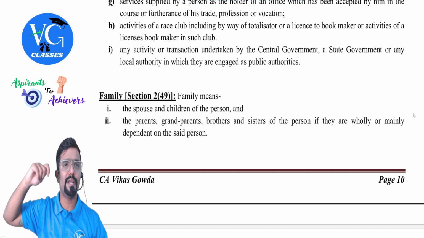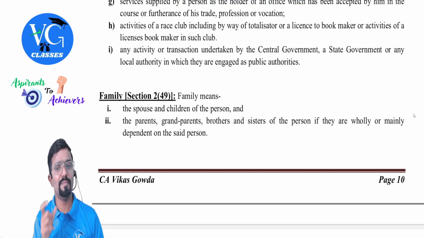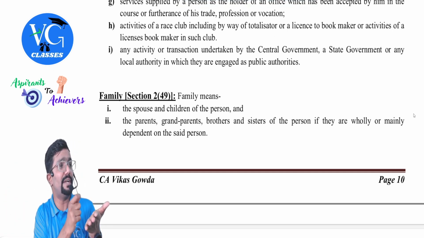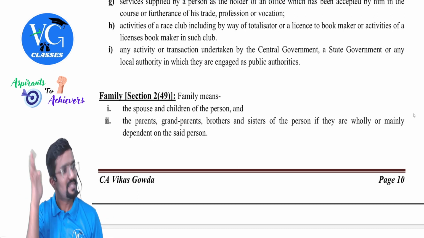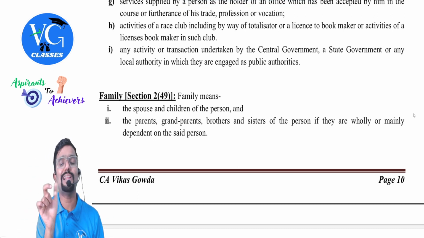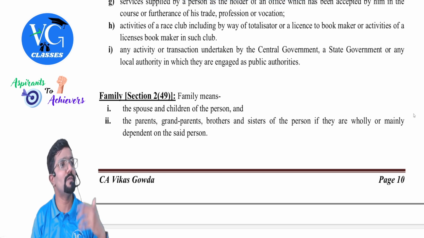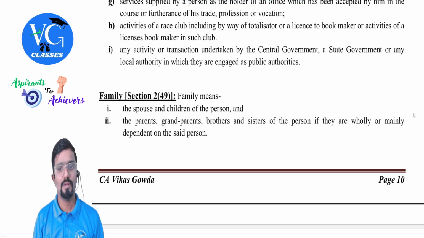Okay, now assume I went and bet on a particular horse. Now there will be a device which will record how much Vikas bet on which horse. So is it a business? Are they doing business? Yes. That totalizator is nothing but the device which records who has bet on which horse, and how much.